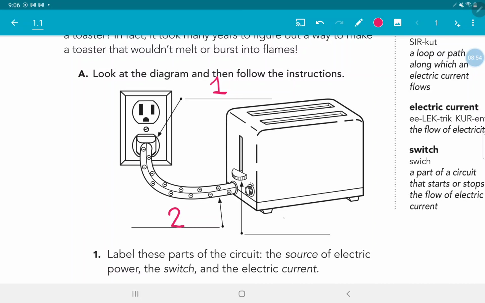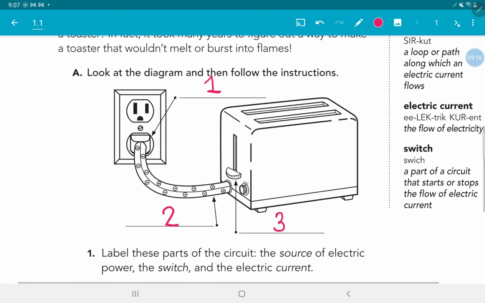So that leaves us with number 3. That's the lever that you push down to make the toast work. So what would we call that? It's the switch. It is the lever that we push down, but that's the switch that starts or stops the flow of electricity. So once it's up, it stops it. Once it's down, it starts. You're exactly right. When it's finished, it pops up, which stops or breaks the current.